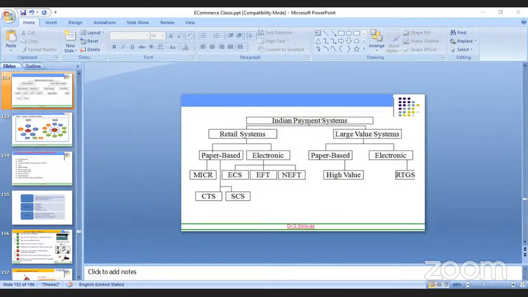See here. First, we will discuss NEFT. What do you mean by NEFT? NEFT, National Electronic Fund Transfer. It is an electronic fund transfer system which facilitates transfer of funds to other banks across the country. This is a simple, secure, safe, fast, and cost-effective way to transfer funds, especially for retail remittance.